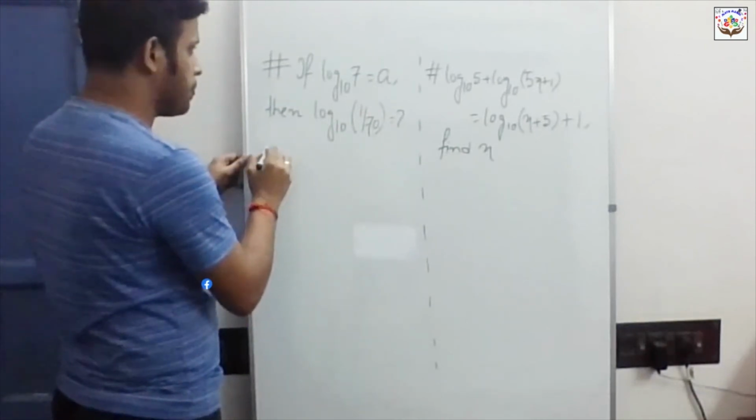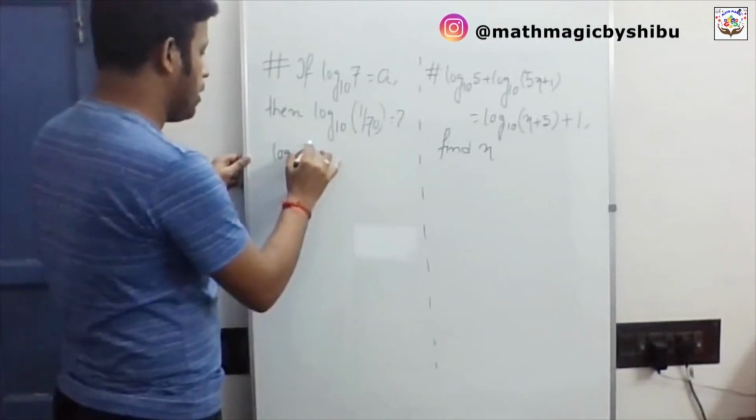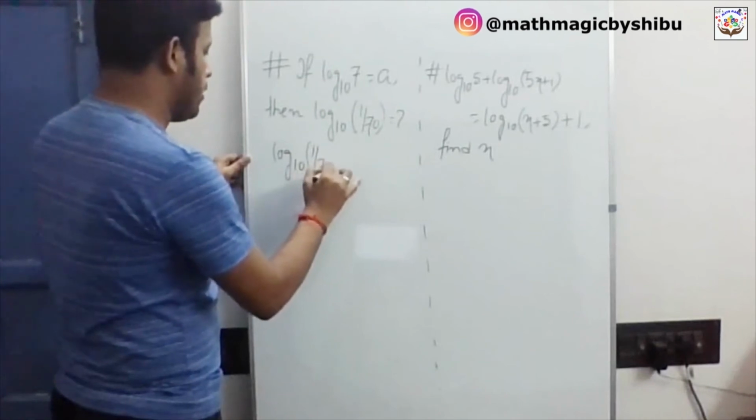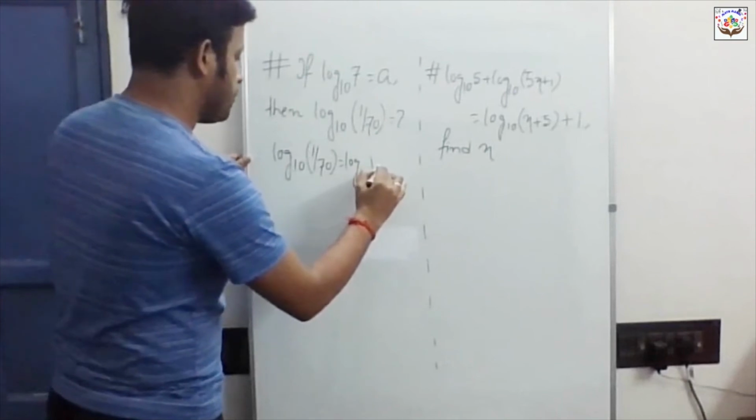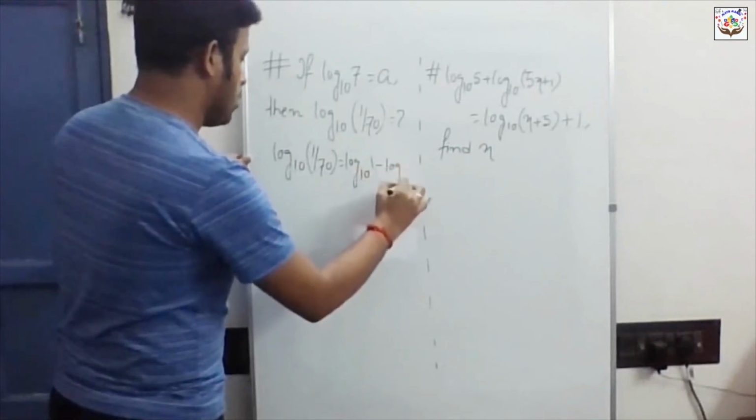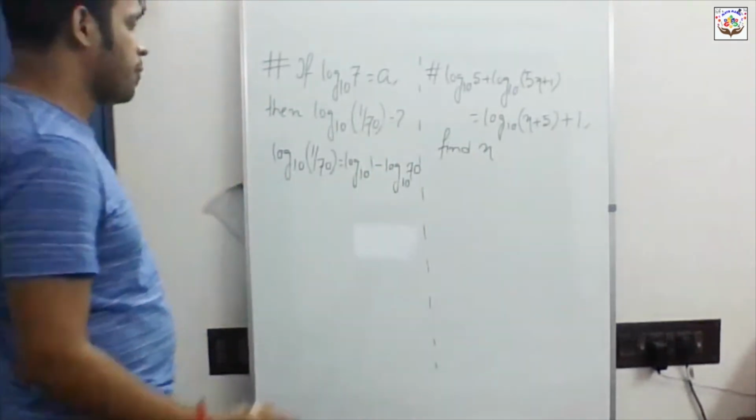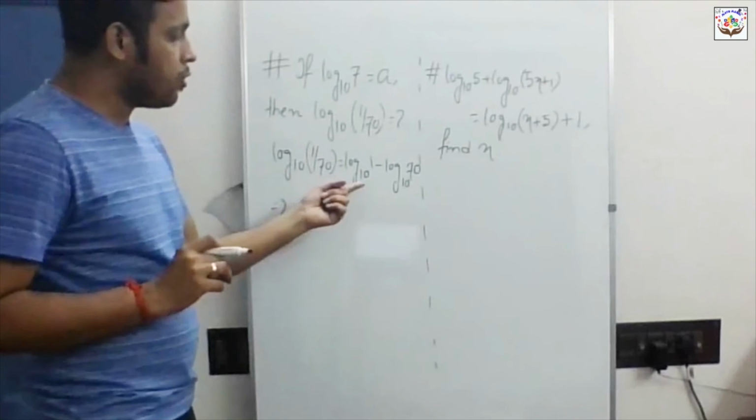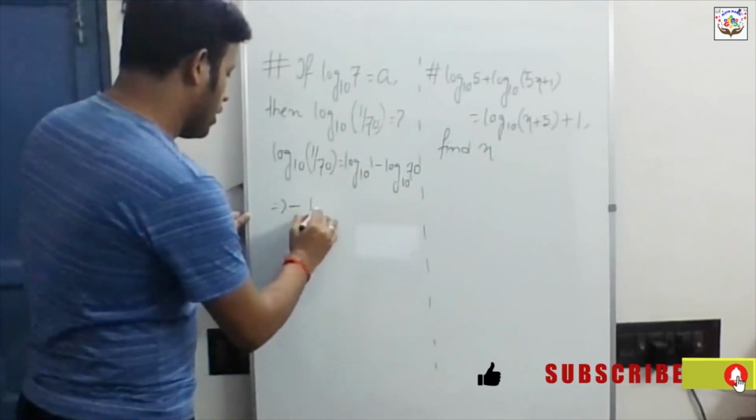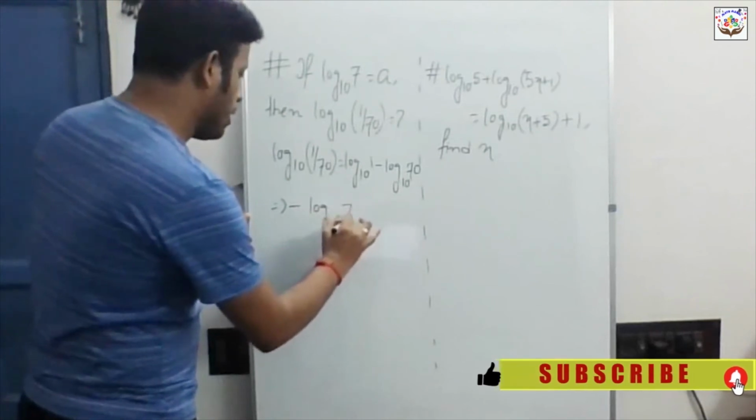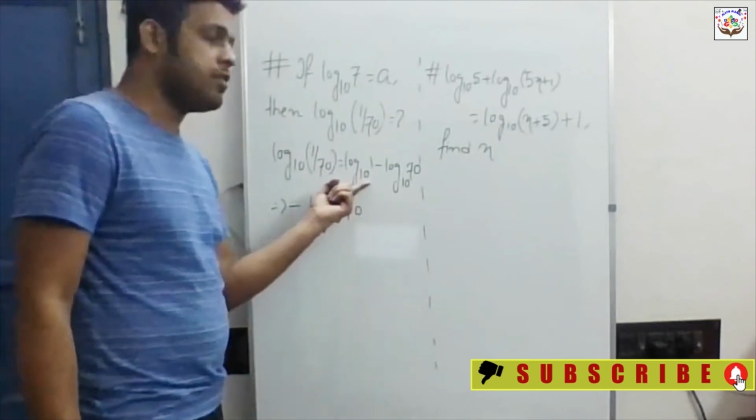log 10 1 by 70 equals to log 10 1 minus log 10 70. Okay. Now the value of log 1 is 0, whatever be the base. So this will become only minus log 10 70, because log 1 is 0.